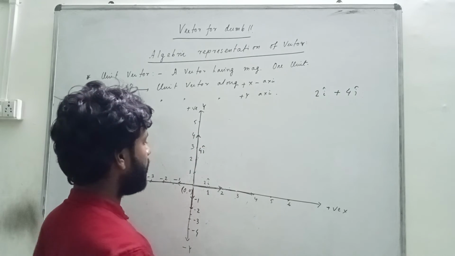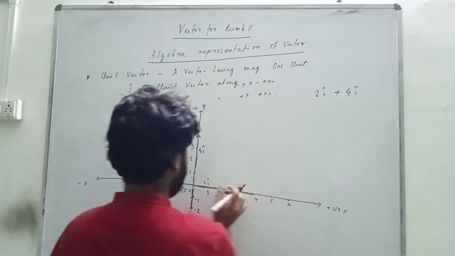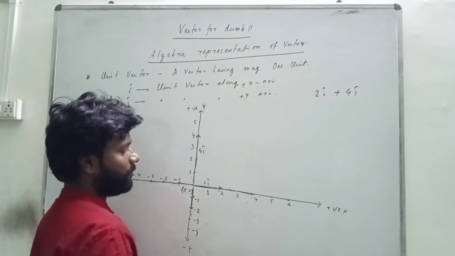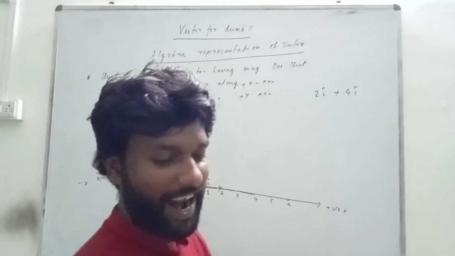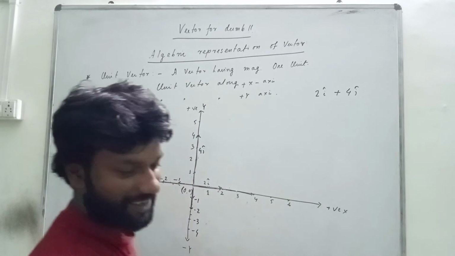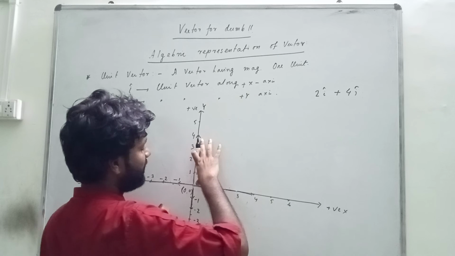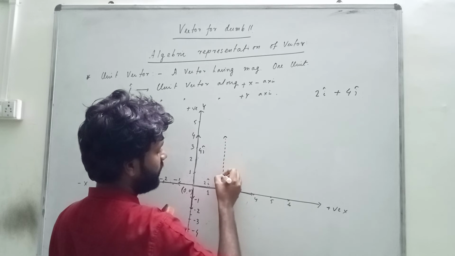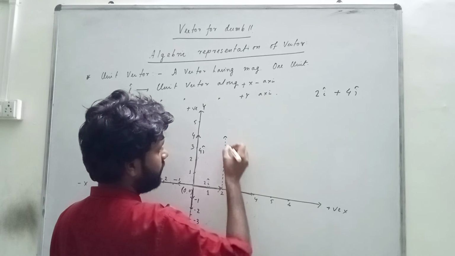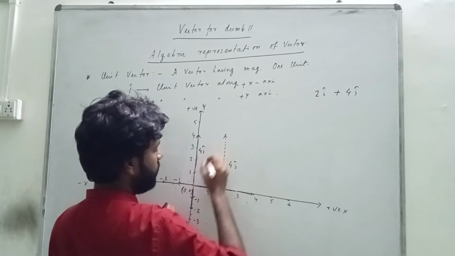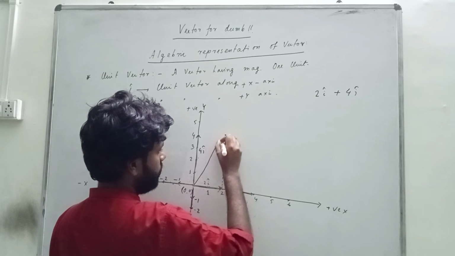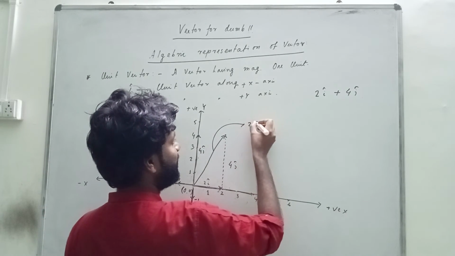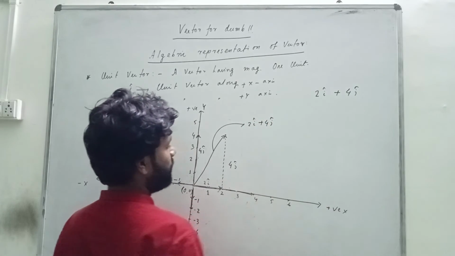Now I want to add 2i cap plus 4j cap. Here is a 2i cap, here is a 4j cap. All of you know how to add these two vectors from our geometrical sense. Just translate this vector from here to there, a parallel transformation. It is a new 4j cap. Put a dot here and connect. It is your 2i cap plus 4j cap, right?